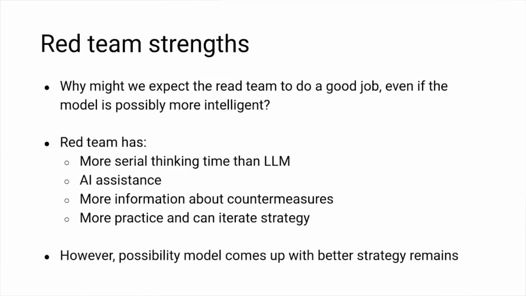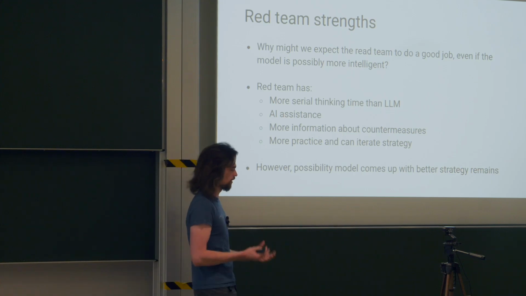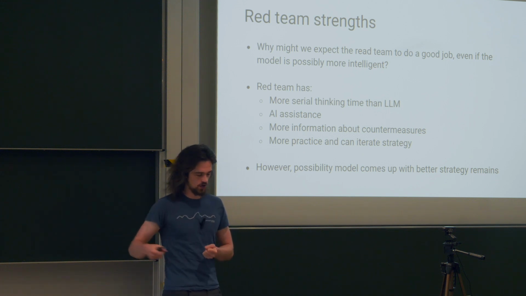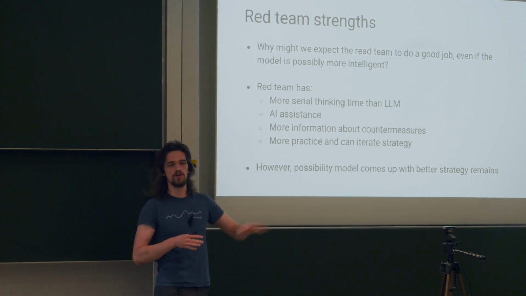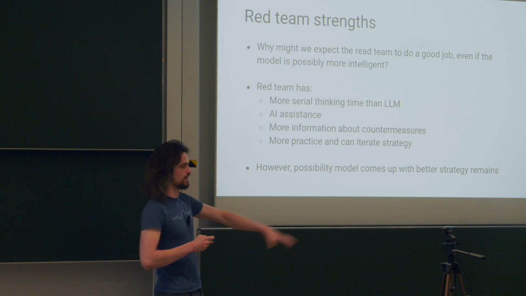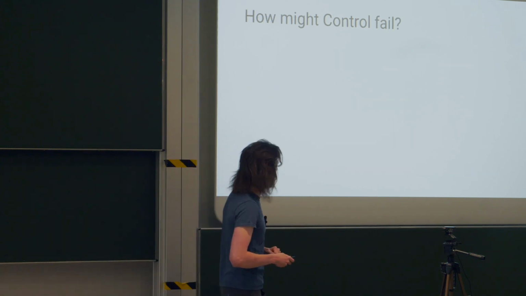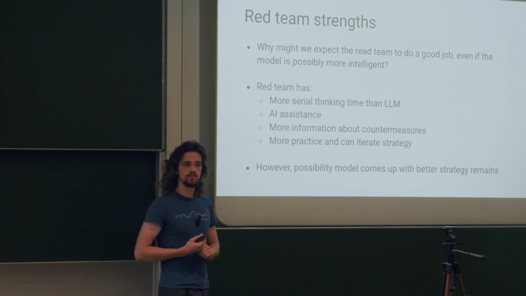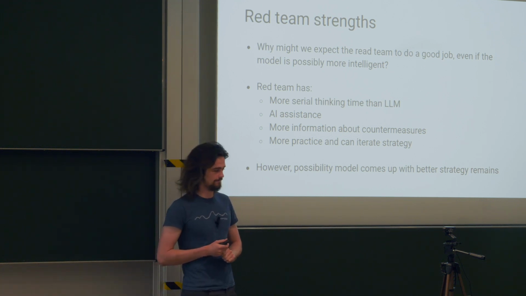So yeah, the red team can iterate, whereas the model sort of has to one-shot the problem. However, the possibility that the model does come up with a better strategy still remains. And so whenever we're doing control evals, whenever we're using control as a method to reduce risk, we have to bear in mind that there is still some worst case where the model might come up with something that we've not thought of. Okay, any questions on this before we move on?